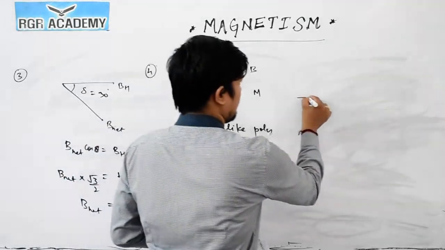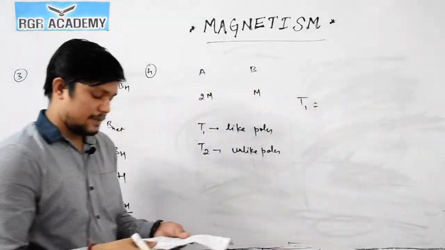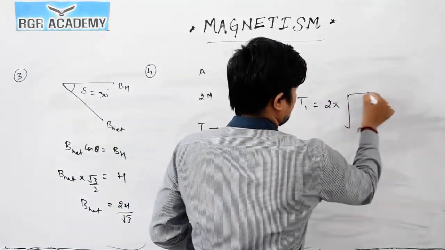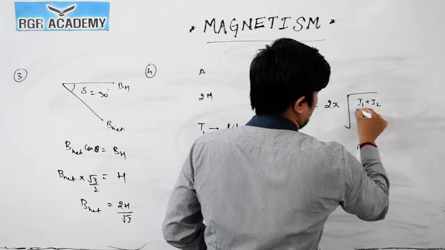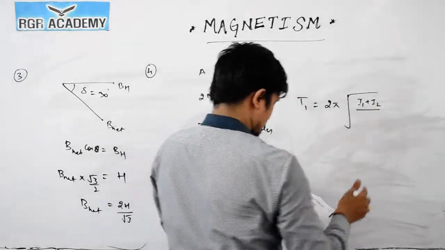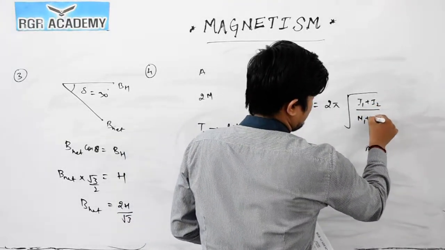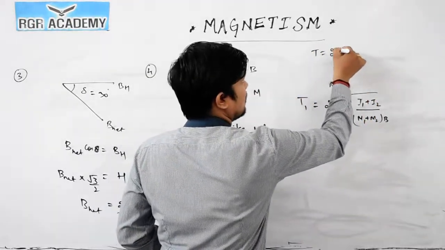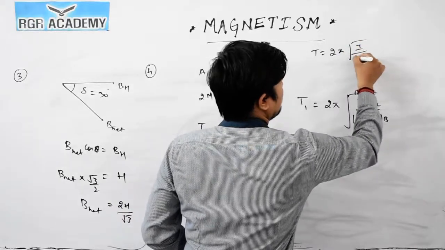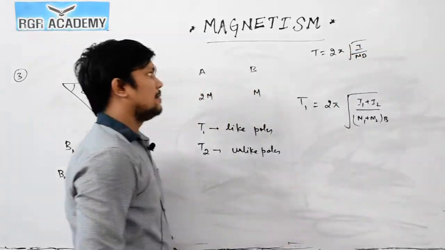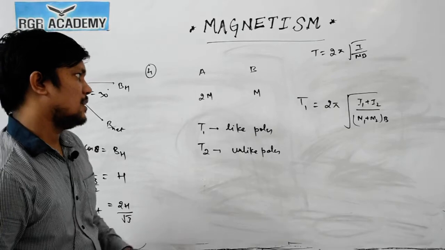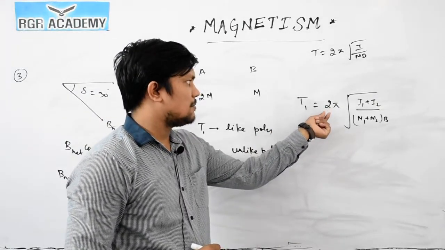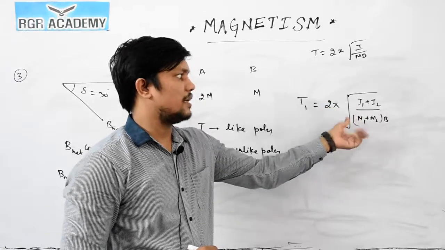When the like poles are kept together, the total time period is given by 2 pi under root of I1 plus I2 divided by M1 plus M2 into B. Okay, see, the general formula of time period is 2 pi under root of I by MB. So when the like poles are kept together, the time period is given by 2 pi under root of I1 plus I2 by M1 plus M2 B.